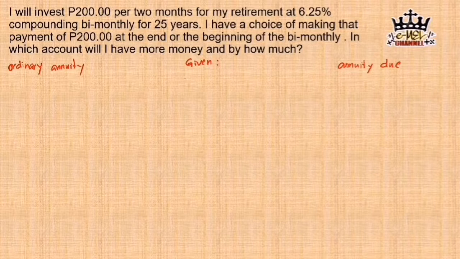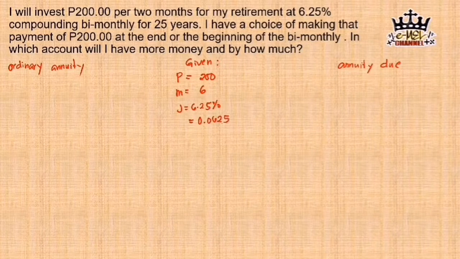Now, let us list down all the important details in the middle part. The periodic payment is 200 pesos, so that is P, 200 pesos. The payments are made every 2 months, so that is m. In a year, there are 6 payments. The interest rate j is 6.25%, or 0.0625. And the number of years of payment, t, is 25 years.